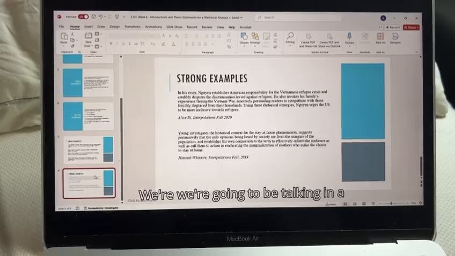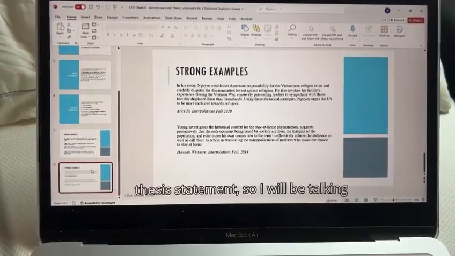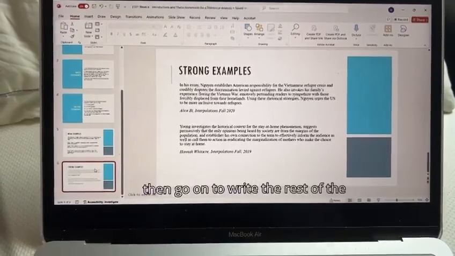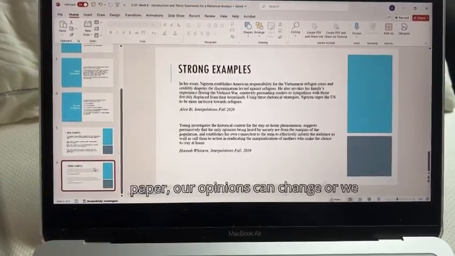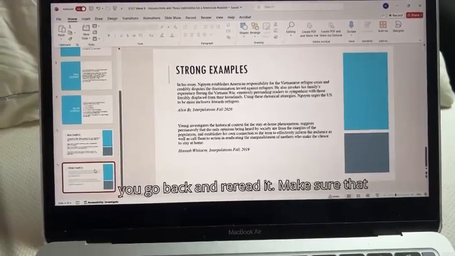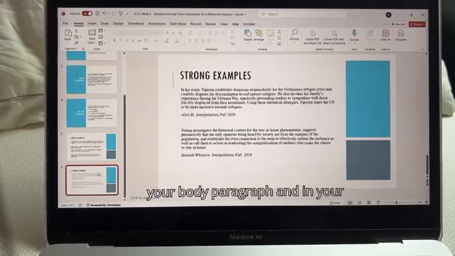And we're going to be talking in a different screencast lecture about body paragraphs. They need to match up to your thesis statement. So I will be talking about that. It's important to keep in mind, though, that sometimes when we write our introduction thesis statement and then go on to write the rest of the paper, our opinions can change or we start to notice something else that's more interesting. So it's really important at the end of your paper that you go back and reread it, and make sure that your thesis statement argument is matching up with what you're arguing in your body paragraphs and in your conclusion.